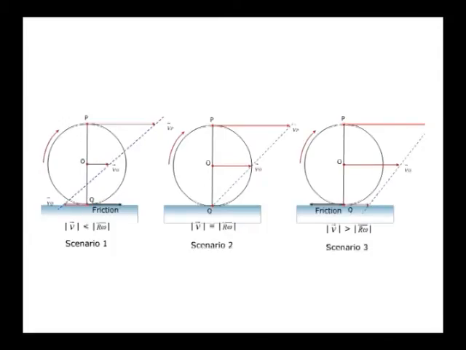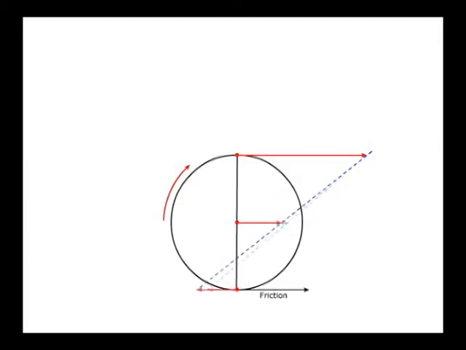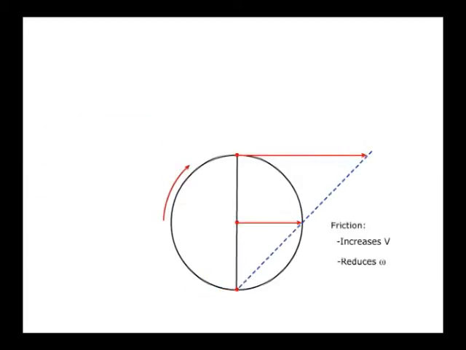In the first case, the torque opposes omega and hence reduces it. The friction acts in the direction of the motion of the center of mass and hence increases the velocity of the center of mass. With omega decreasing and v increasing, soon the velocity of Q becomes zero.